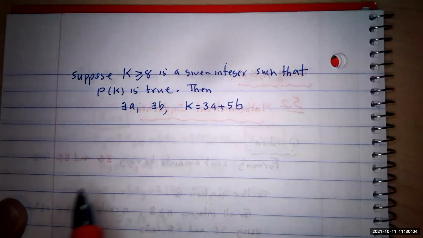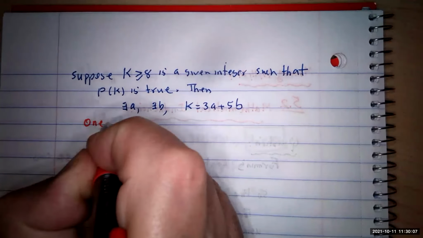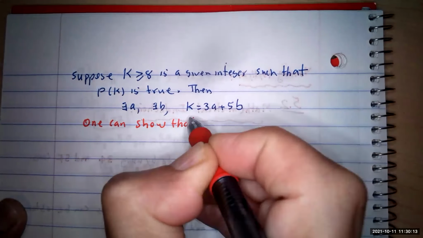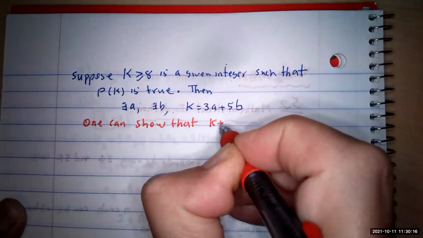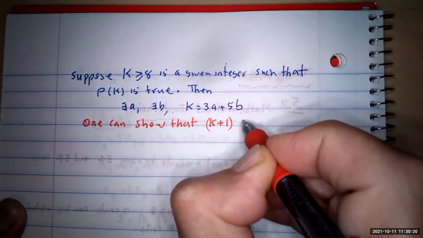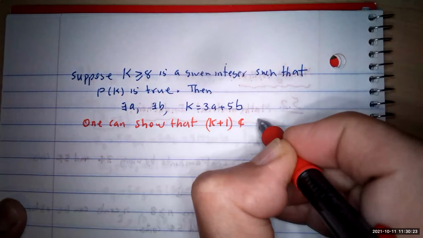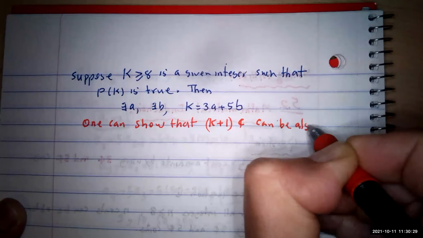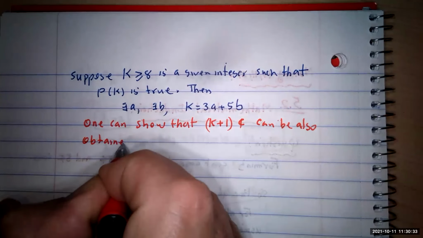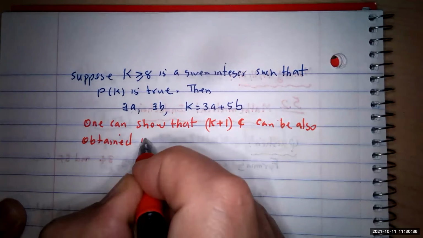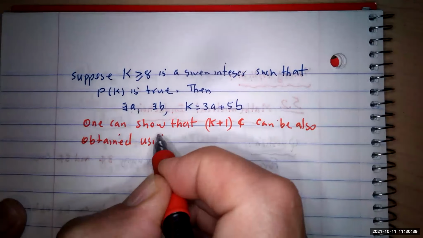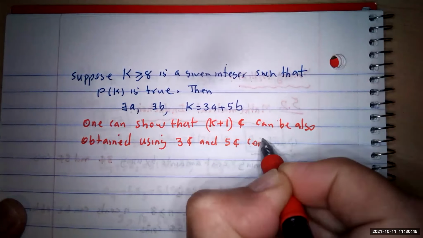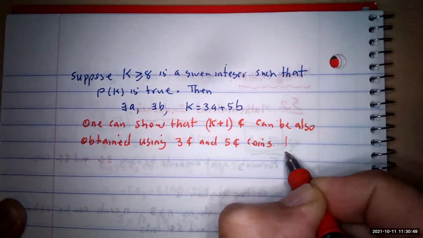So what we can do now is one can show that if you give me one more cent, k plus 1, then k plus 1 cents can also be obtained using the 3 cents and the 5 cents coin. So this is the one that we are going to prove.